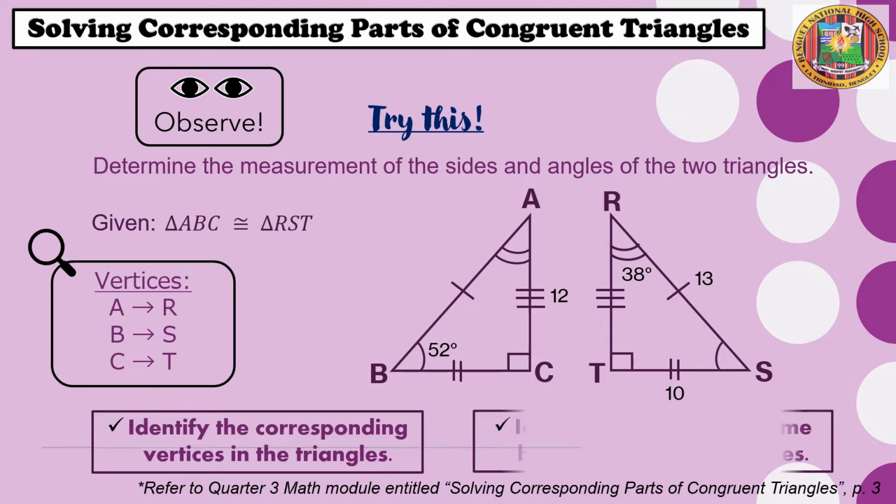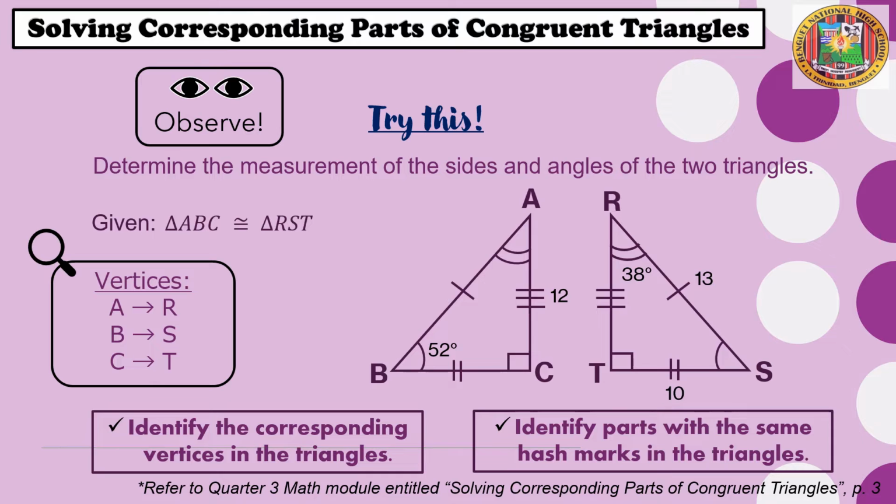Next, we observe also which parts have the same hash marks in the triangles. The pairs of angles having the same hash marks are angles B and S, angles A and R, and angles C and T. The pairs of sides having the same hash marks are sides BA and SR, sides AC and RT, and sides CB and TS.